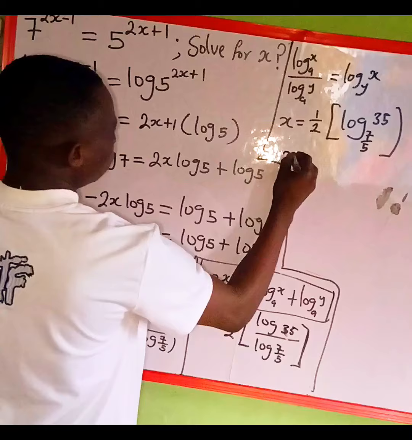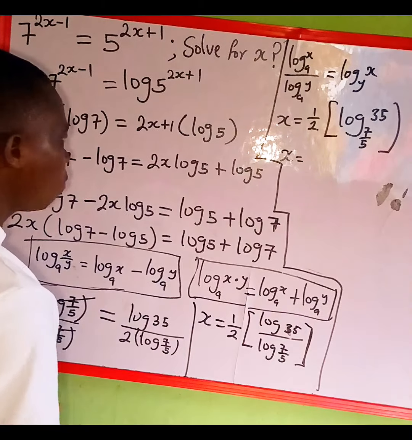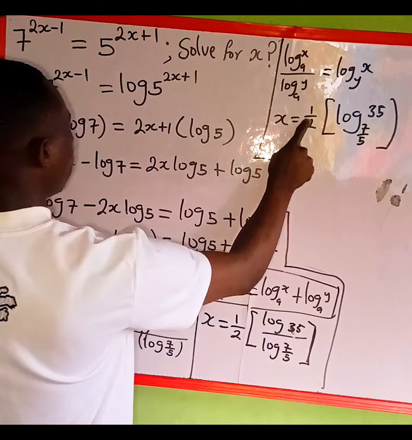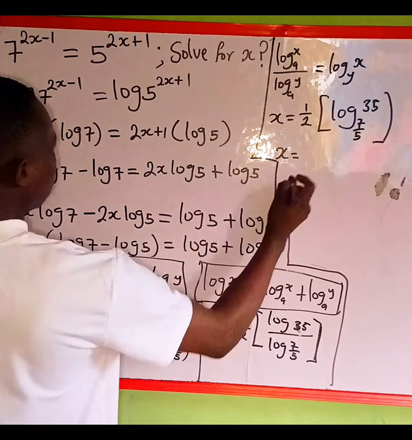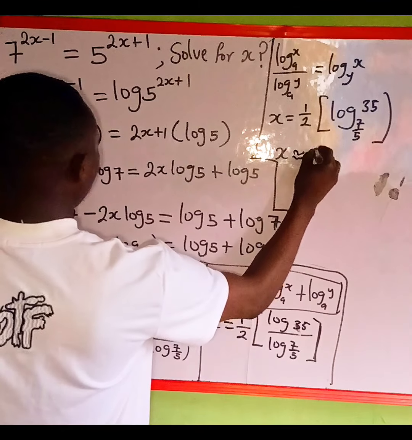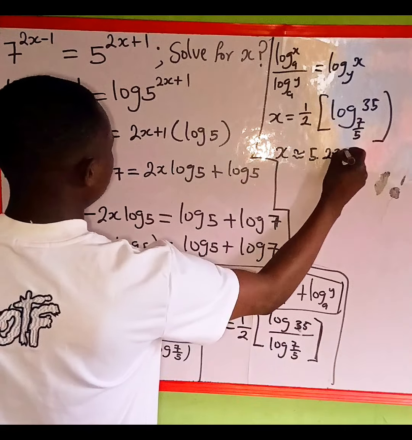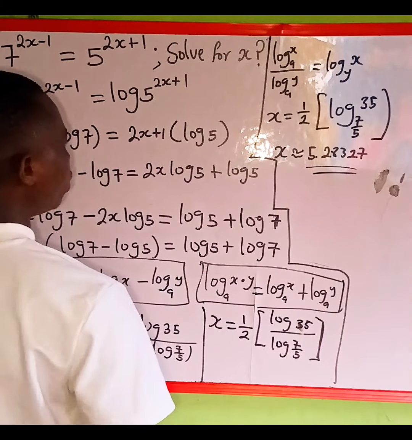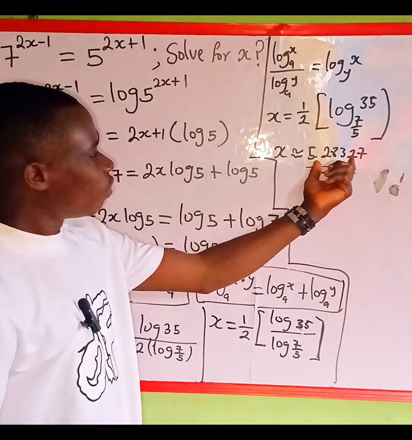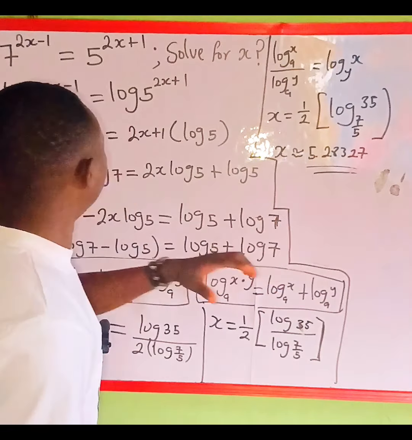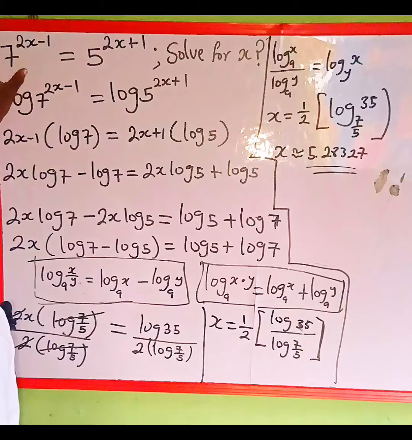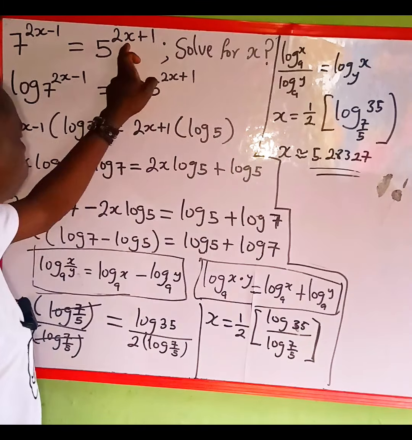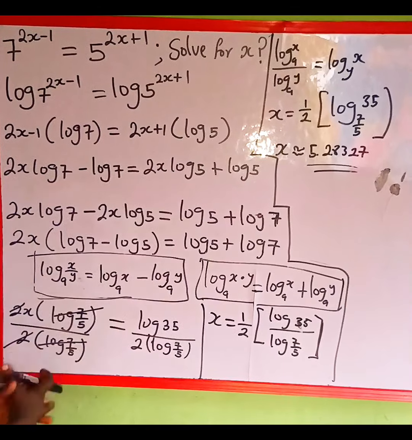Now this is the value of x, but if you want to get the numerical value of x, if you press the calculator, log 35 to the base of 7 over 5, then multiply it by 1 over 2 or 0.5, we're going to have approximately 5.28327. So this is the value of x that will satisfy this exponential equation. When you plug in this value of x, 5.28327, in place of x here, you are going to see that the left hand side will be the same as the right hand side if you plug the same value to this place. So here's the value of x that satisfies this exponential equation.